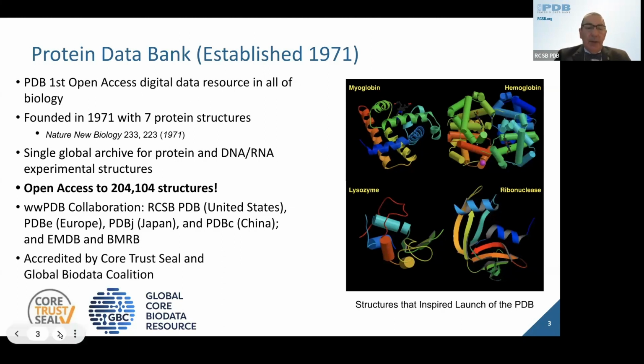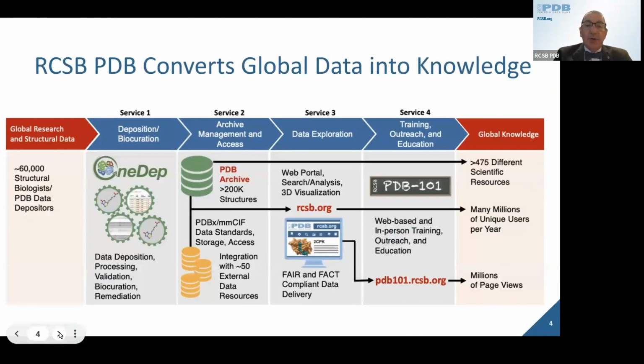It's not an exaggeration to say that the Protein Databank has been walking the walk with respect to the FAIR principles since its inception in 1971. Recognition of this fact is found in our accreditation by the Core Trust Seal and more recently by the Global Biodata Coalition that declared that the Protein Databank was a global core biodata resource. The RCSB Protein Databank is the US data center for the Worldwide Protein Databank. We're headquartered here at Rutgers University in Piscataway, New Jersey, with additional performance sites at University of California, San Diego, at the San Diego Supercomputer Center, and at the University of California, San Francisco. As a team, we convert global data into global knowledge.